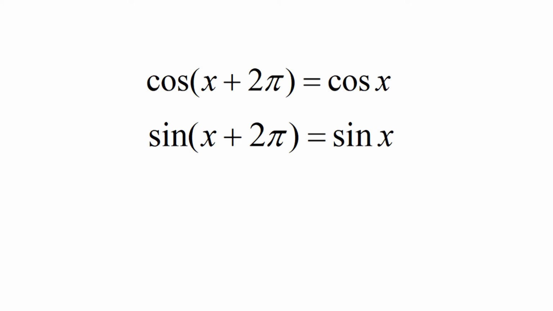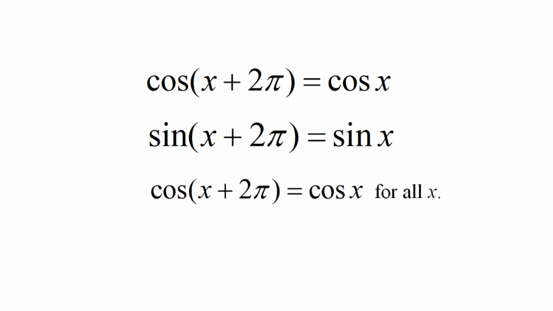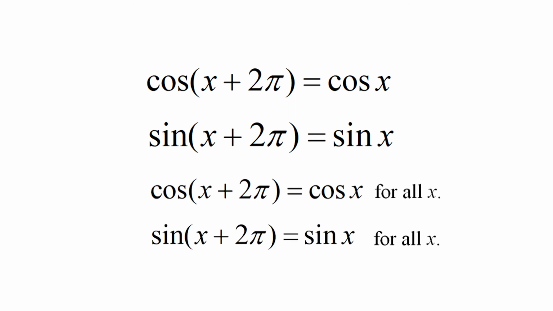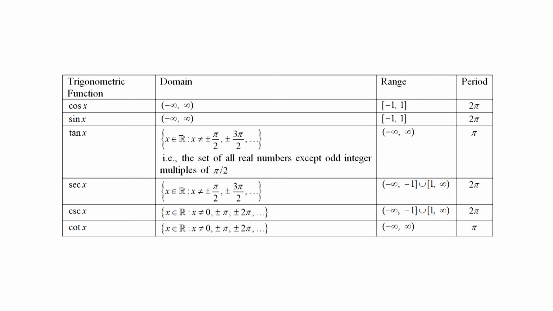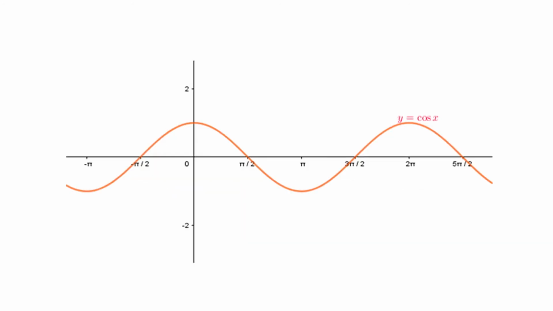The period of cosine function is 2 pi, since 2 pi is the smallest positive value such that cos of x plus 2 pi equal to cos x for all x. Similarly, period of sine function is 2 pi. The 6 basic trigonometric functions, their domain, range and period are given below. Graphs of the trigonometric functions are given below.